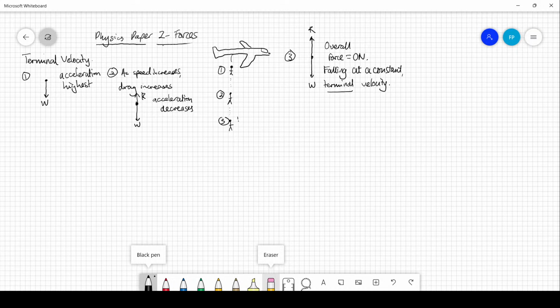Now, since they're scared, they'll then want to deploy the parachute. What happens this time is that the air resistance will increase dramatically. So since the resultant force is going this way, which I'll draw in blue, they will start to decelerate. In other words, slow down.